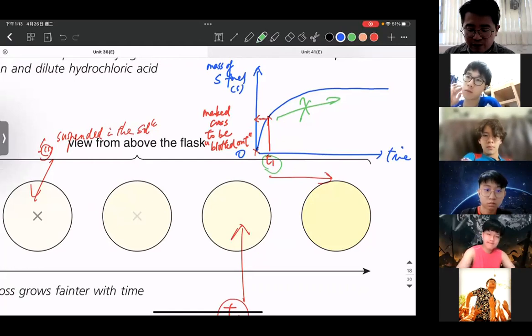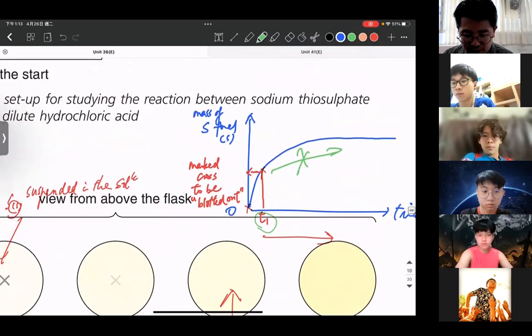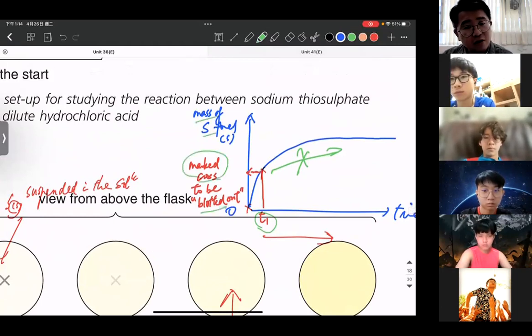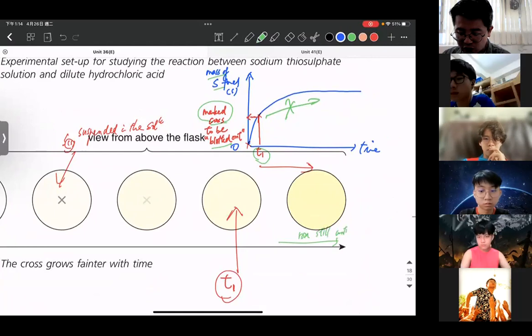So the T1 actually doesn't refer to the completion of the reaction. It just tells you a certain amount of the sulfur which can really cover the mark cross. So we will use that term, the mark cross to be blotted out. Can you get it? Please write it down. Mark cross to be blotted out. So the time T1 refers to the mark cross to be blotted out, while the reaction still continues afterwards, it's none of our business. It's not what we want to mention. Can you get my point?